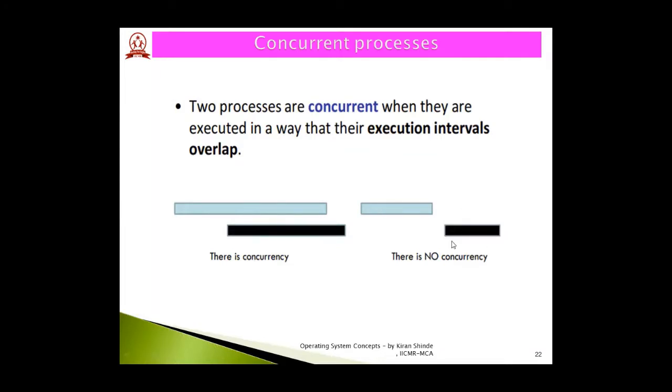But in the second image, there is no concurrency. Why? Because these two processes are not overlapping with each other as far as time intervals are concerned. So there is no concurrency. With these simple images, you can understand where concurrency is happening with respect to two processes and where there is no concurrency.